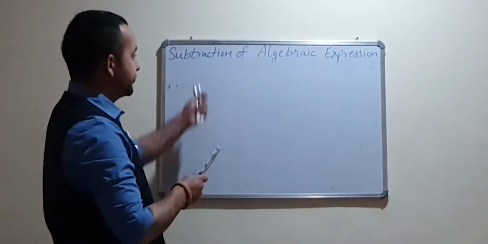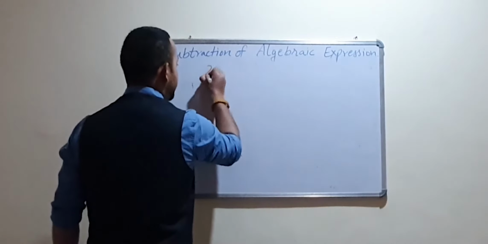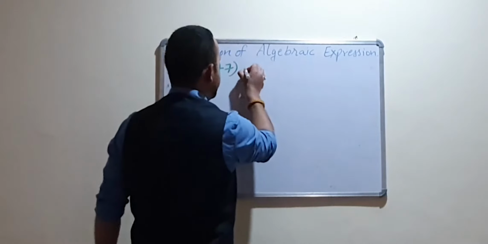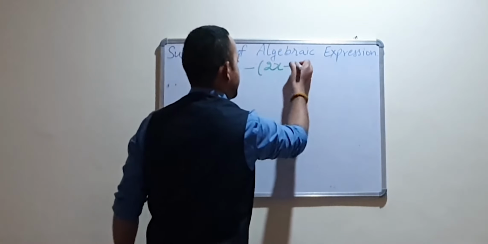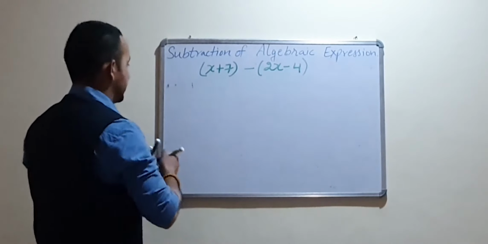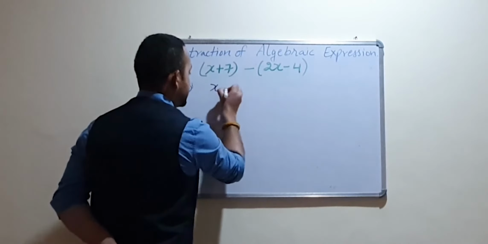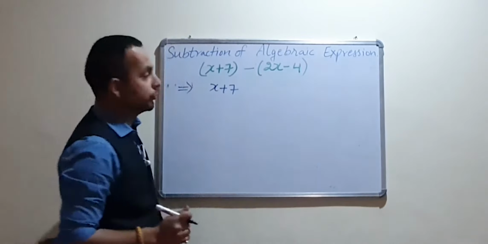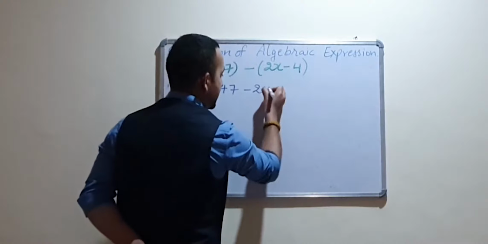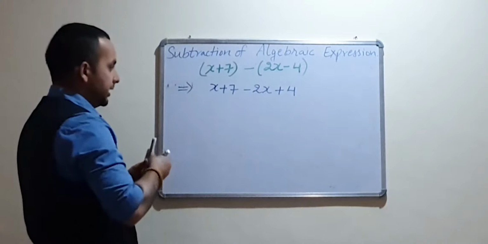Okay, next, subtraction of algebraic expressions. Before, we learned like this: x plus 7 minus (2x minus 4). Now we are going to solve this. We open the bracket. x plus 7 as it is; bracket open, negative 2 multiplied here becomes negative 2x, and negative becomes positive 4.